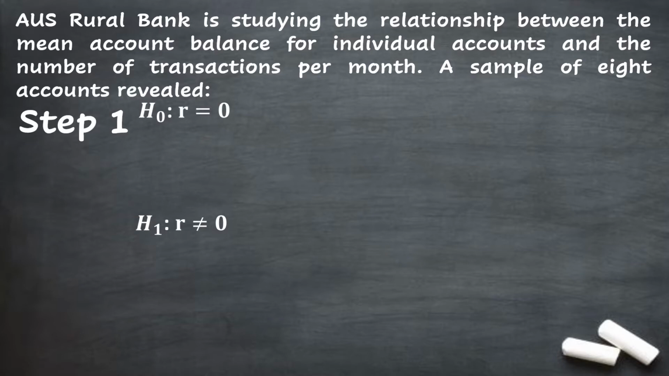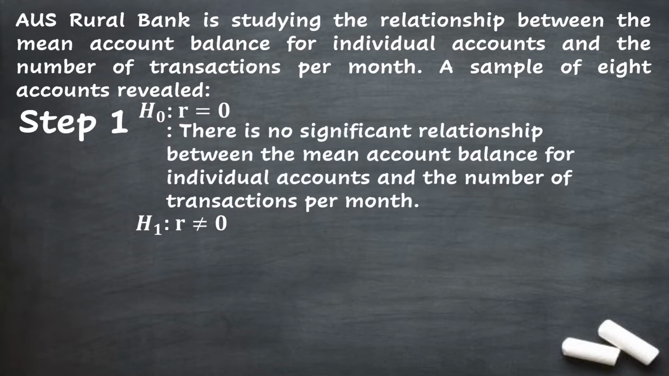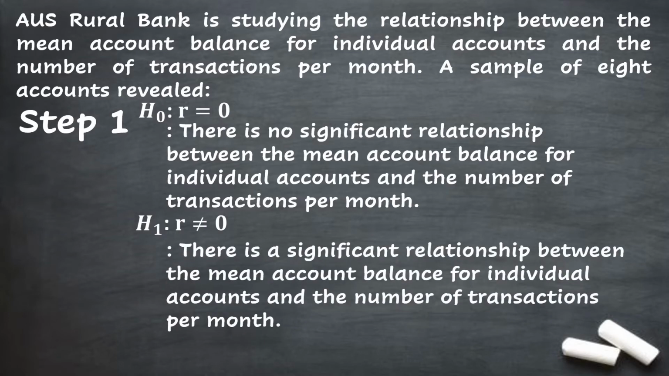As you can see po in the given problem, the degree of relationship is not stated. So automatic po, the null hypothesis is R is equal to 0 and the alternative hypothesis is R is not equal to 0. For the statement form of null hypothesis, we have there is no significant relationship between the mean account balance for individual accounts and the number of transactions per month. While for the alternative, we have there is a significant relationship between the mean account balance for individual accounts and the number of transactions per month.